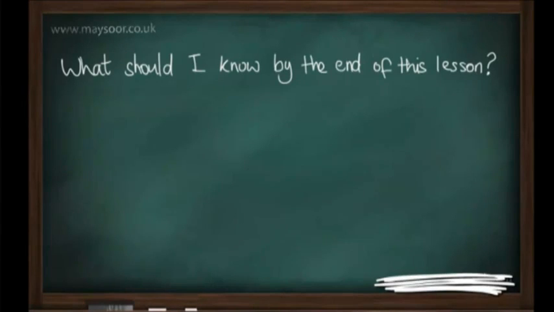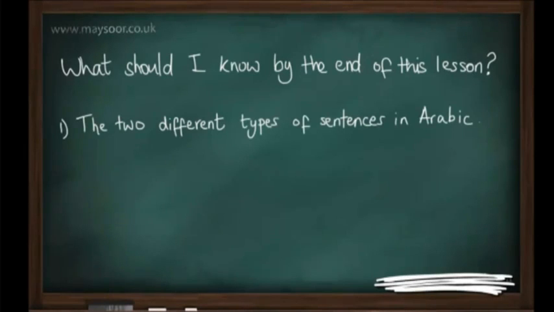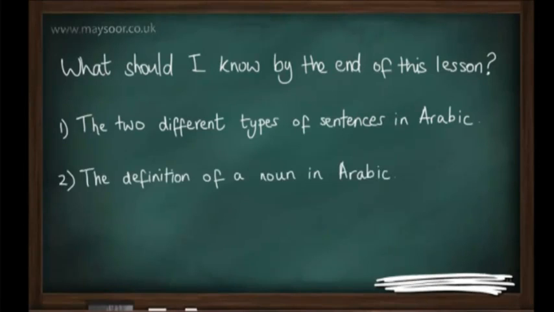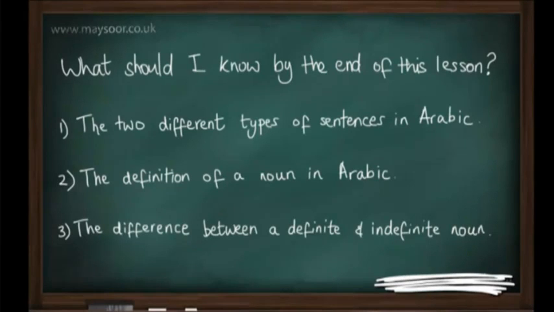The first question you should ask yourself is, what should I know by the end of this lesson? The first thing you should know by the end of this lesson is, number 1, the two different types of sentences in Arabic. Number 2, the definition of a noun in Arabic. And number 3, the difference between a definite and indefinite noun.